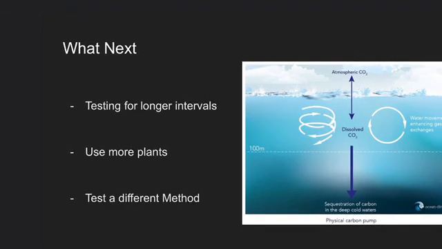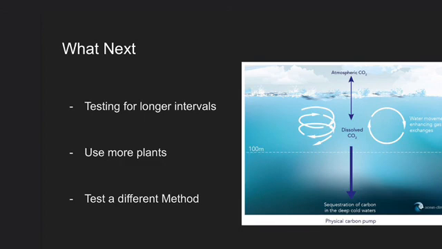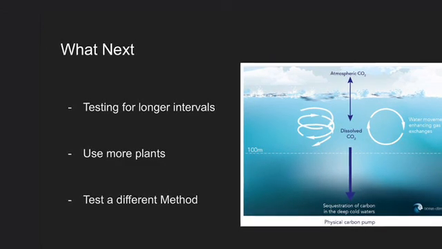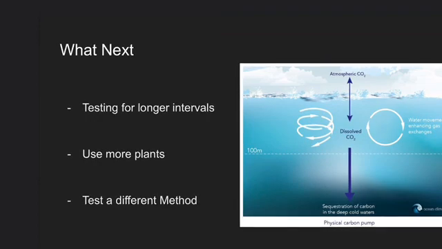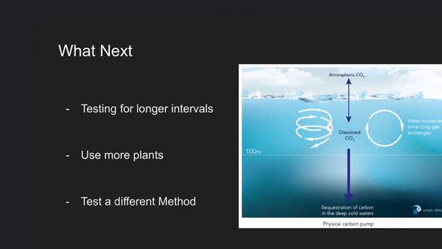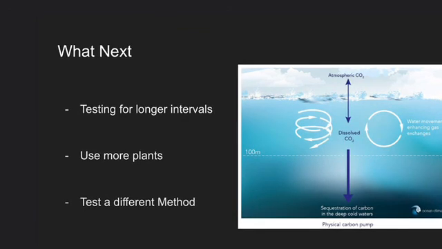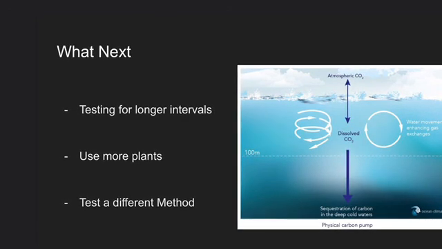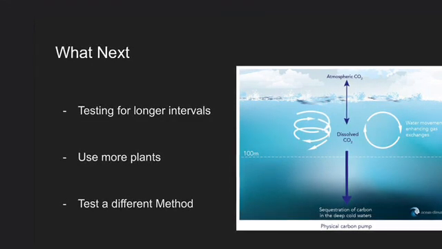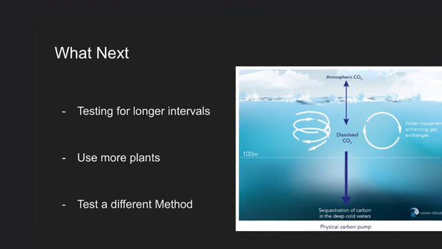And one more thing that I could do would be to test a different method of sequestering carbon dioxide, because there are many. This is just the most common one. The example that I brought up on my slide is the carbon sink. It's just putting a bunch of carbon dioxide in water, in large bodies of water, and maybe I could test if that was documentable on a small scale.